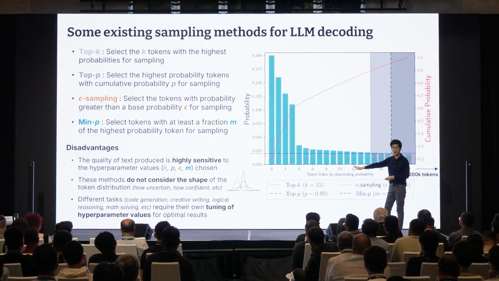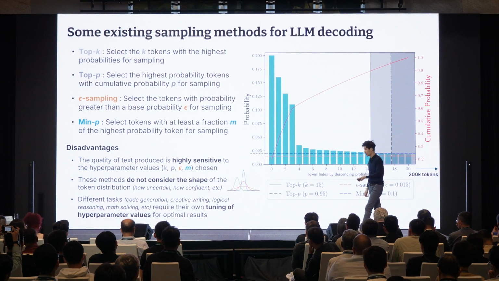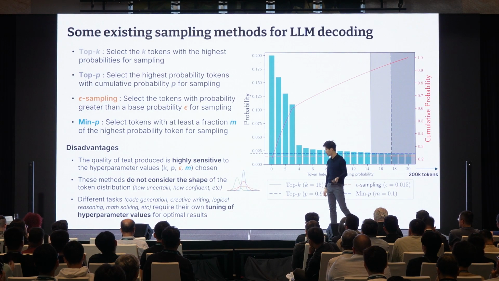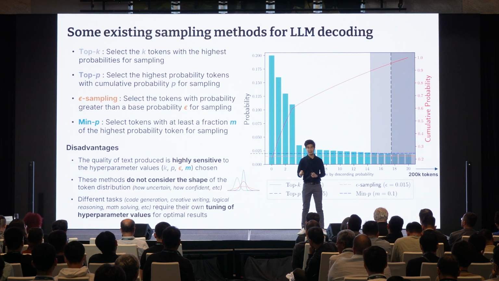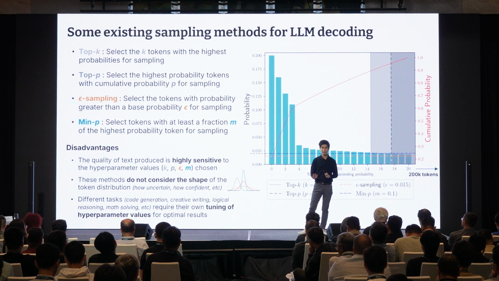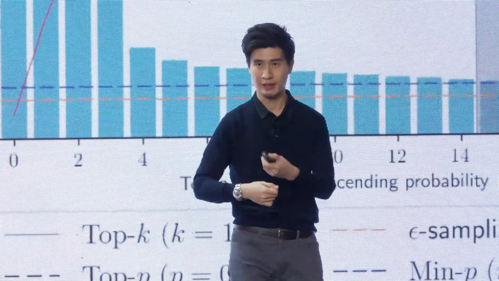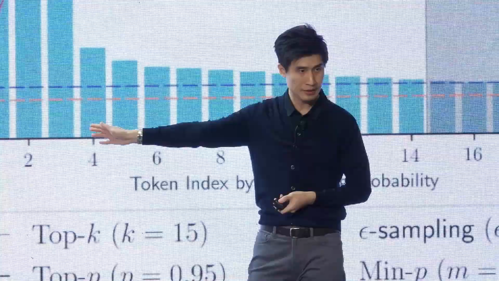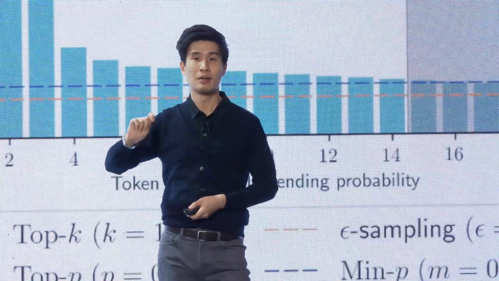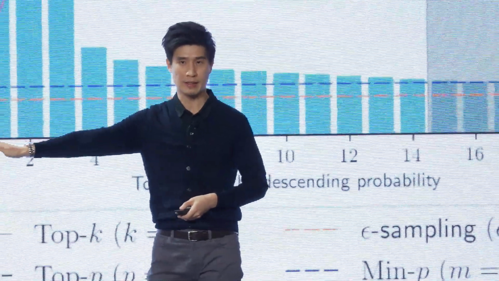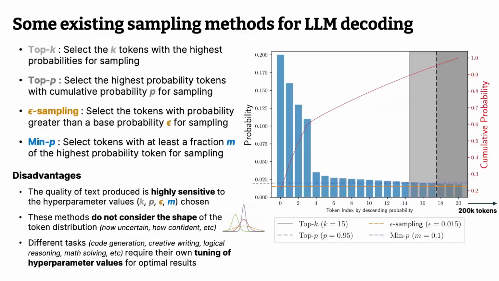And of course, different tasks. It can be creative content generation. It can be logical reasoning or solving math problems or even AI-assisted coding. Different tasks require careful tuning of these hyperparameters if you were to use these methods for decoding text within your LLM, right? So you can get a more optimal performance besides your prompt engineering and things like that.